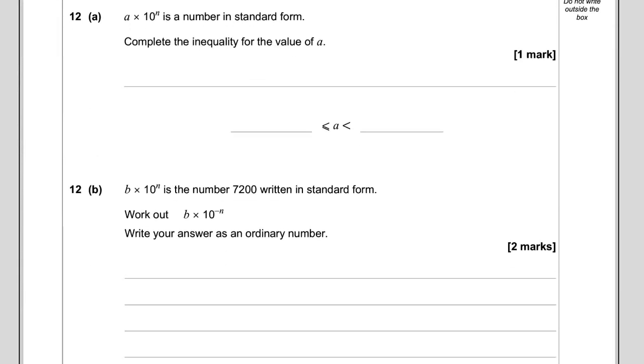Question 12. A times 10 to the power n is a number in standard form. Complete the inequality for the value of A. So the number part has to be greater than or equal to 1, but less than 10.